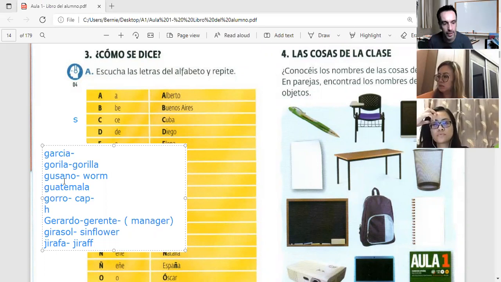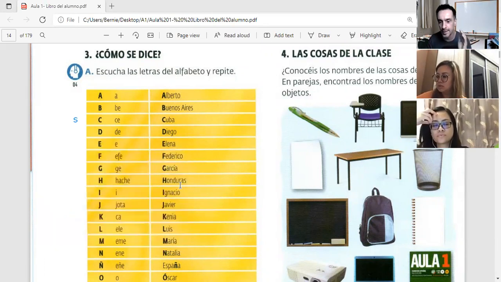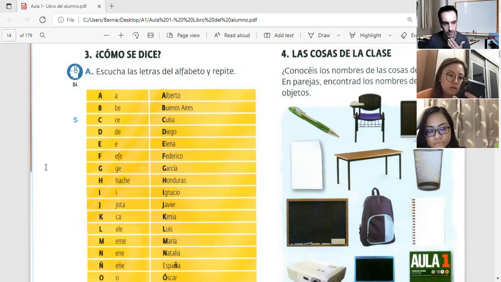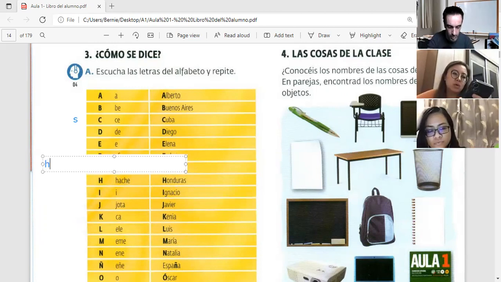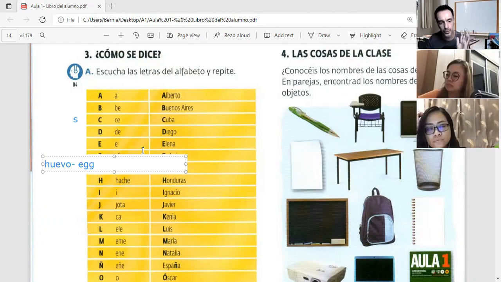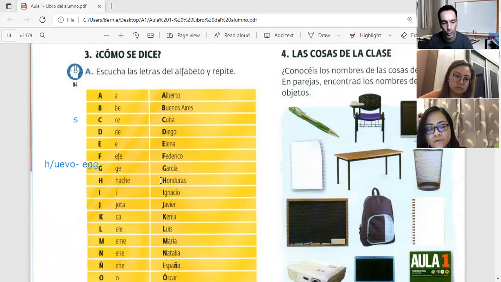Muy bien. Then Honduras. In Honduras, the H is mute. For example, huevo, which means egg. It's like the H gets cut off and you pronounce the next vowel. Huevo, huevo. Honduras is a country. Even the letter itself, H, you see, the H has no sound.